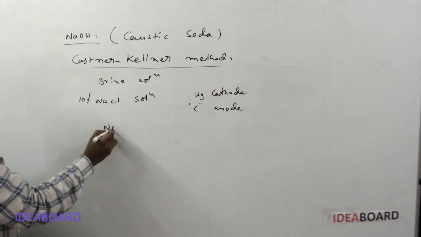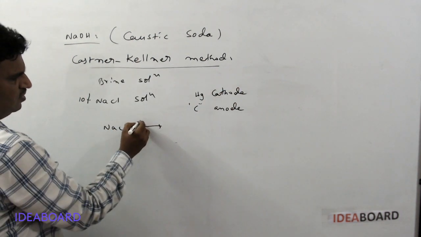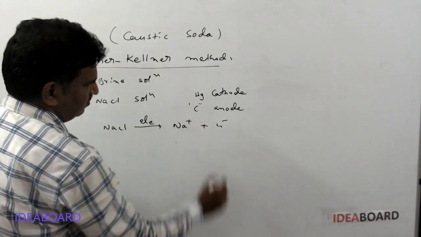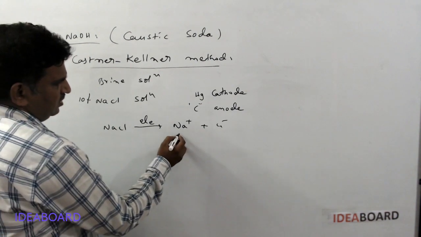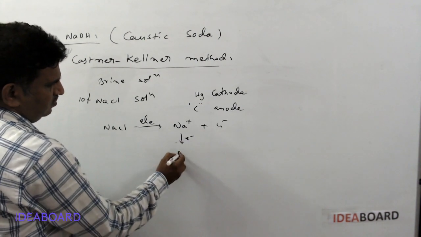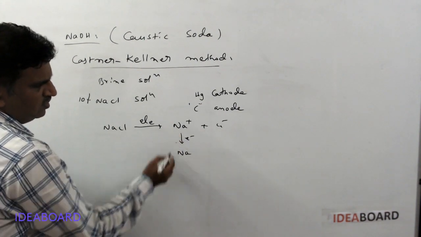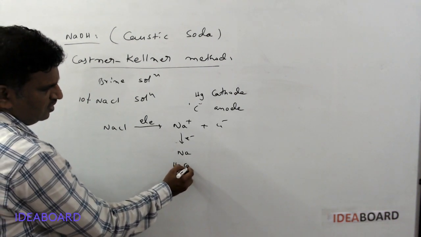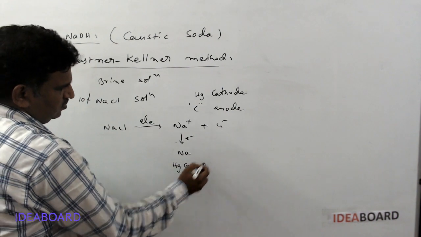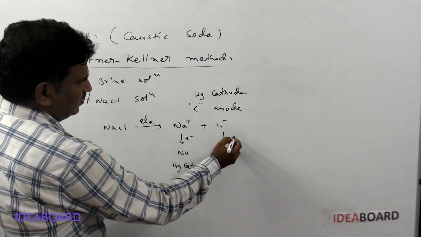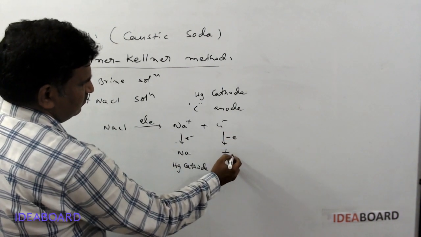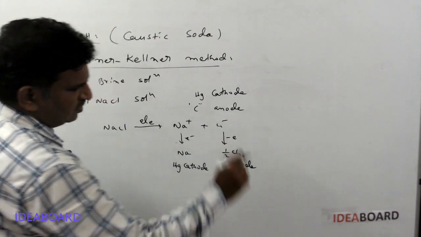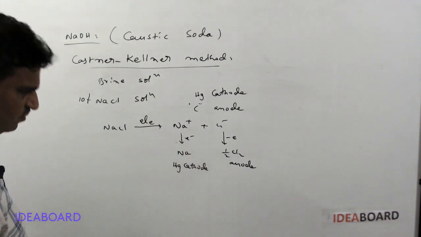In this process, first NaCl by electrolysis converts into Na+ and Cl- ions. Here Na+ ions take one electron and convert into sodium. These cations move towards the mercury cathode. And Cl-, by losing an electron, is converted to Cl2, and at the anode we get chlorine as an important byproduct.